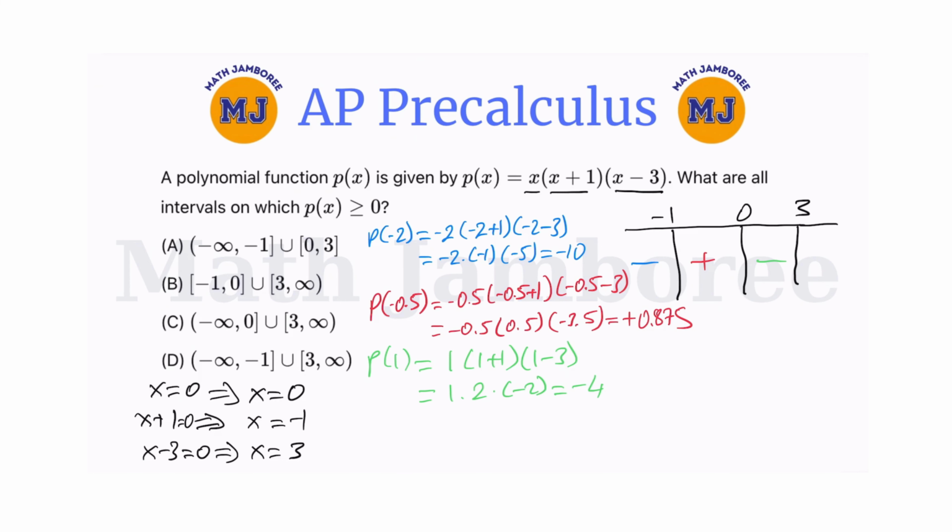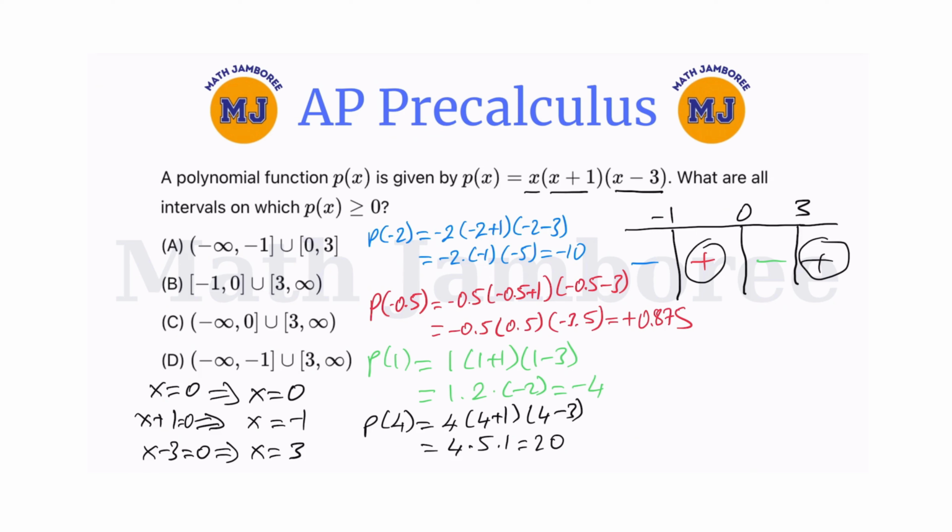What about after 3? Let's use 4 as a test point. 4 times (4 plus 1) times (4 minus 3). This gives you 4 times 5 times 1, which is positive 20. So it is positive here. In these two regions, the value of the polynomial is positive.